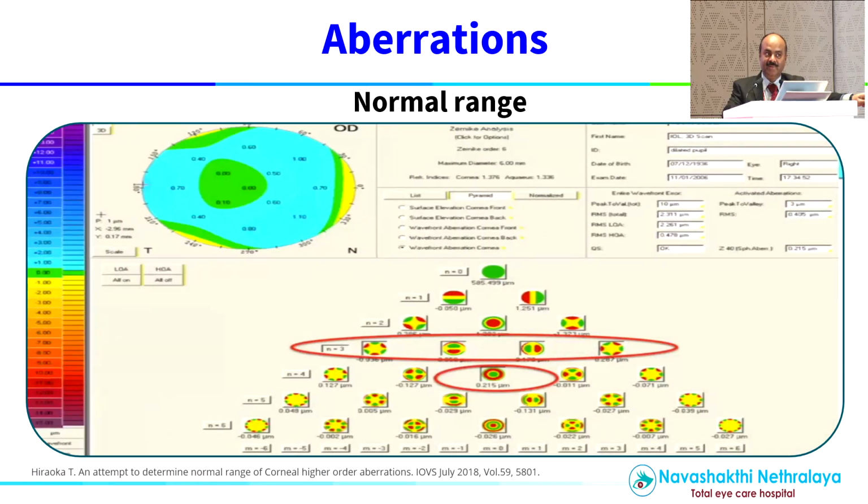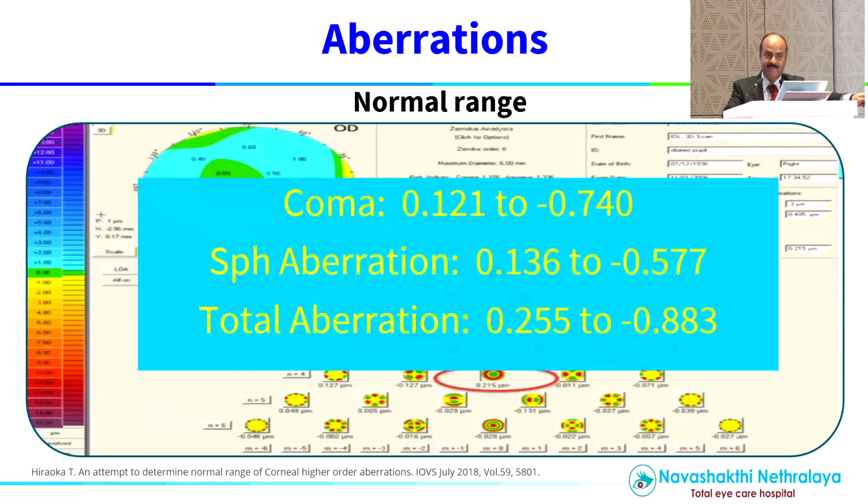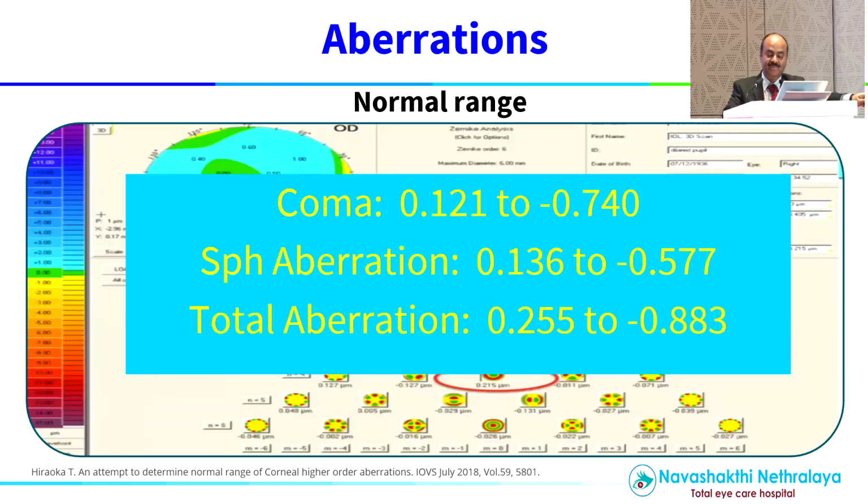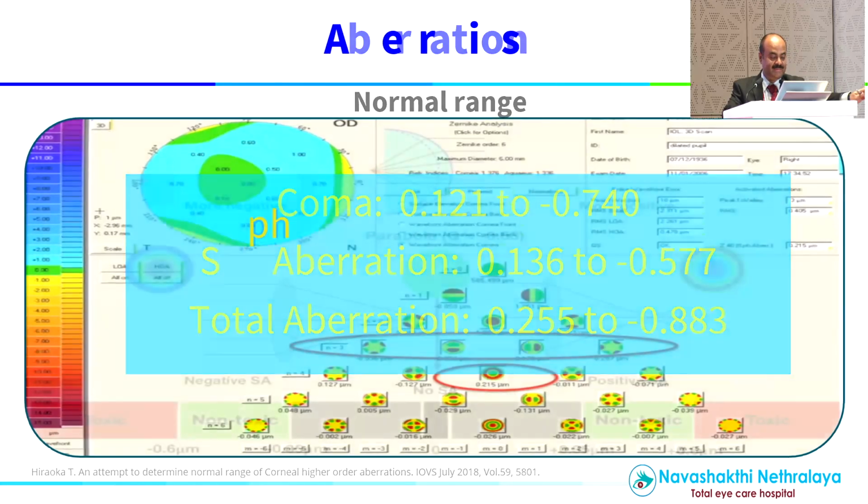As I told in my previous talk, look at coma as well as spherical aberration. Here we are concentrating on the spherical aberration, and look at that in-between value, between 0.136 to 0.57, approximately 0.6. You can put any kind of advanced IOL; the patient will tolerate. Of course, look at all other problems. This is only with spherical aberration.